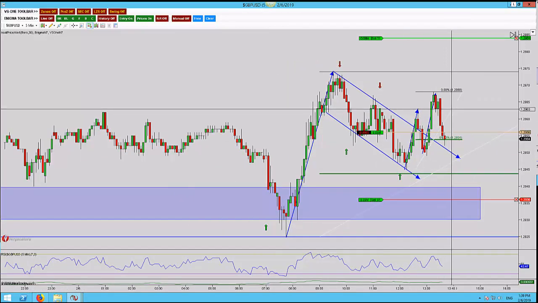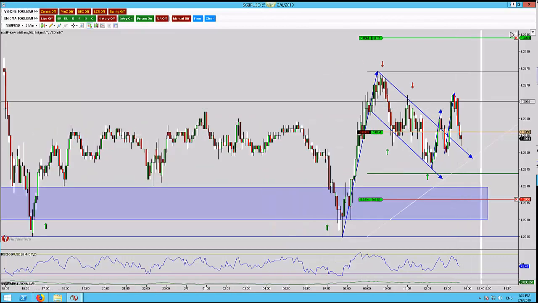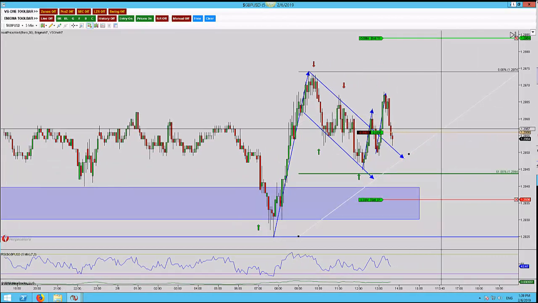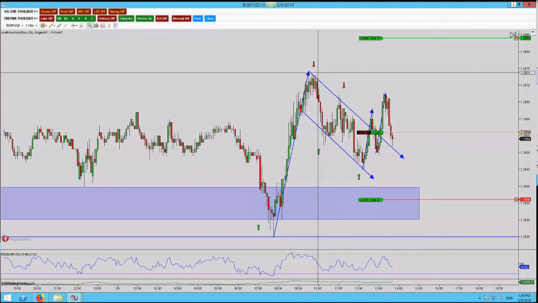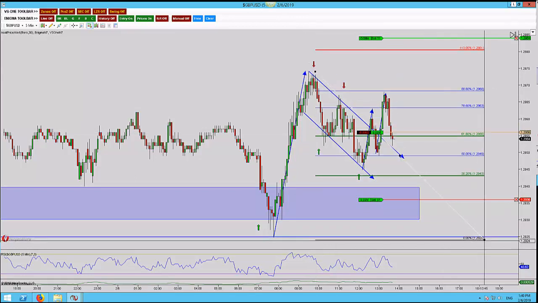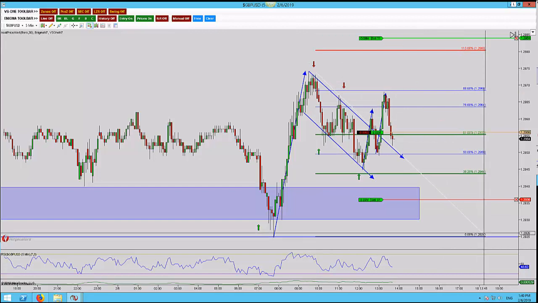Give it plenty of room. We don't want it too tight. Don't want to risk being stopped out. And then we can look for that 127 fib for targets. Let's just throw this on.